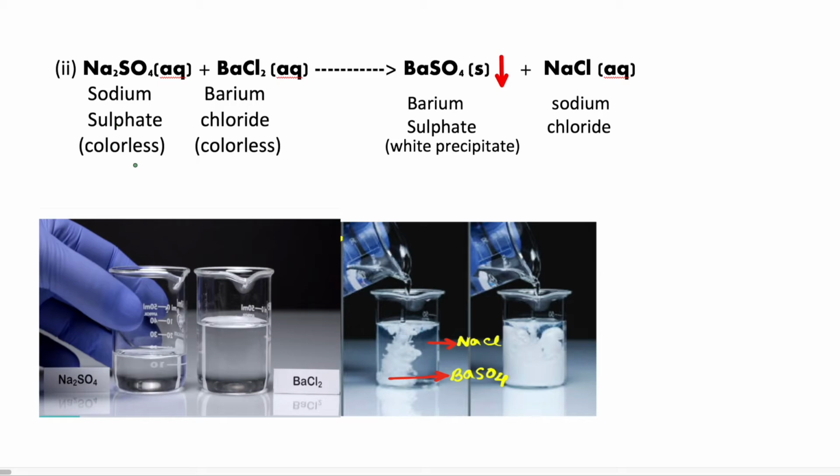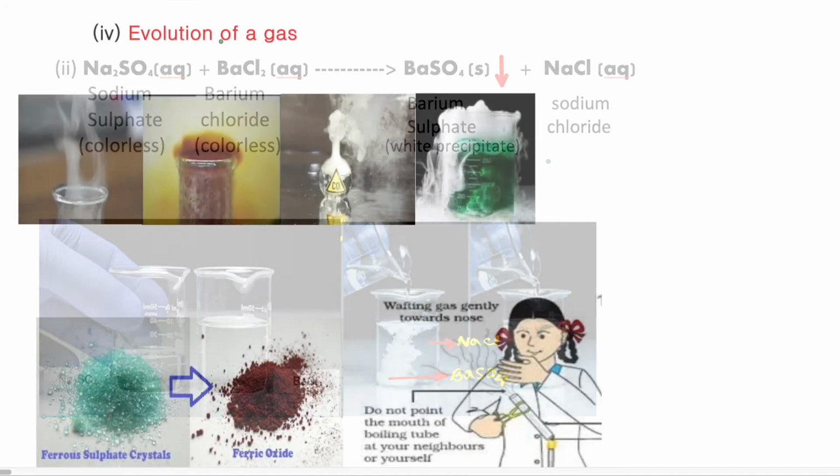Sodium sulfate is a colorless aqueous solution, barium chloride is again a colorless aqueous solution. When these two are mixed together, it forms white precipitate of barium sulfate, which is shown here in the reaction as an arrow pointing downward, along with the formation of colorless sodium chloride solution.